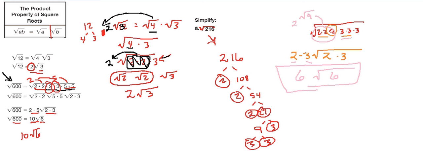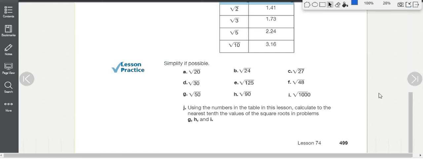So, for practice, pick 3 of the A through I's to show me you kind of know how to do this. Show me the work.